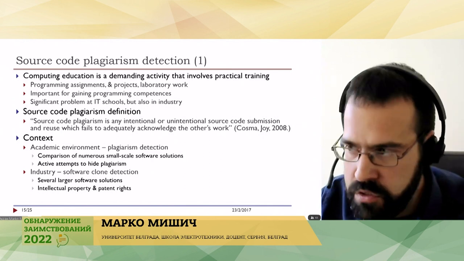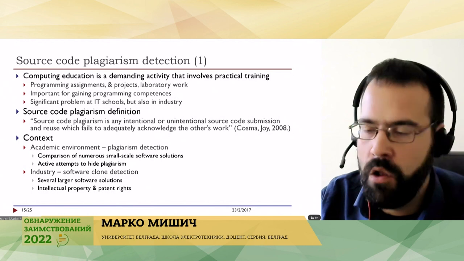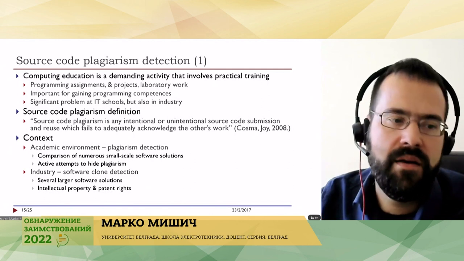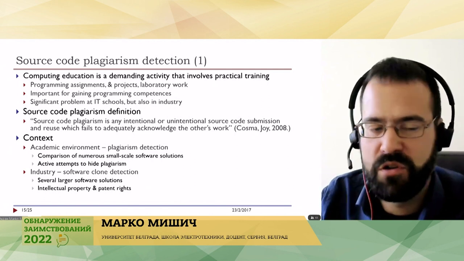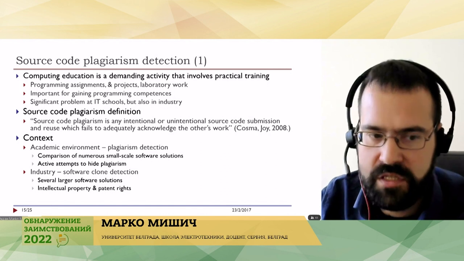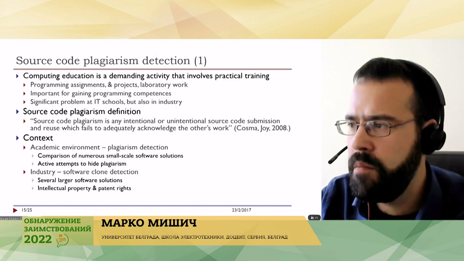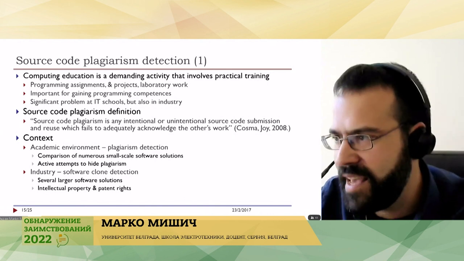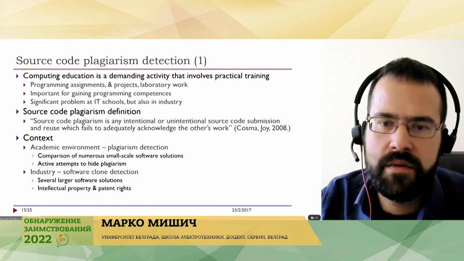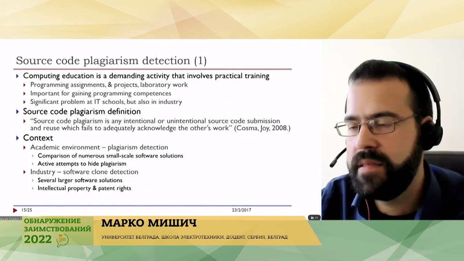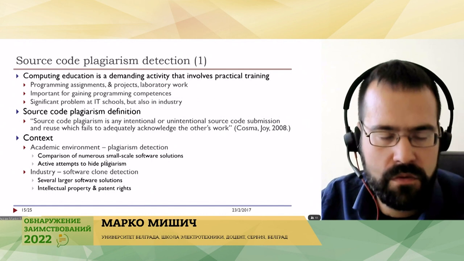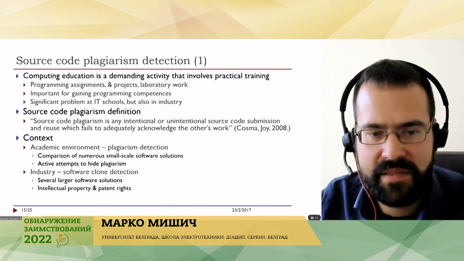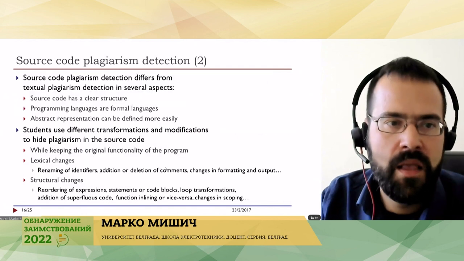The problem is also known in industry, but as software clone detection, when you have larger software solutions, and the problem is with the patent rights, copyright infringements, and generally intellectual property. So the tools and approaches are a bit different. I would like to talk here about the plagiarism detection in academic environment, and I'm mostly concerned with it.